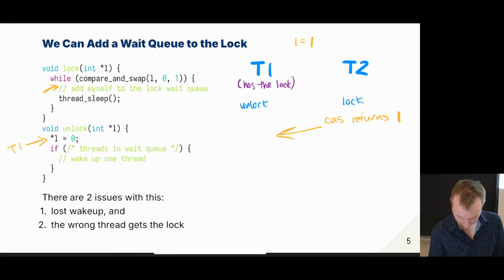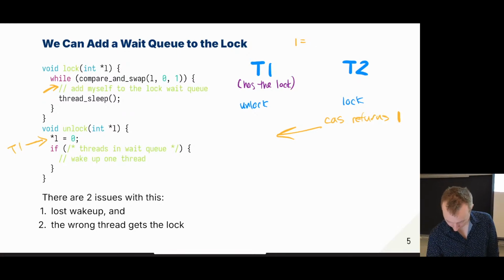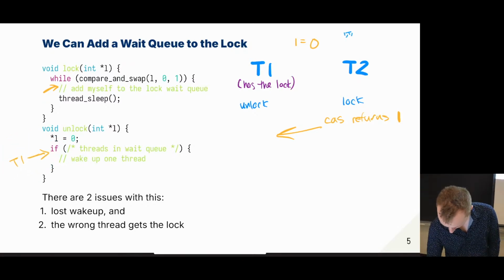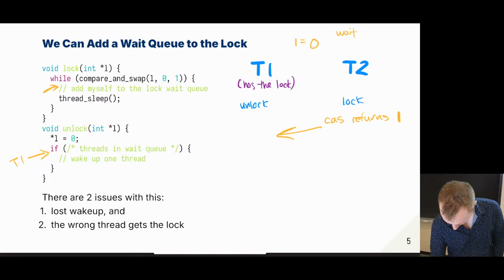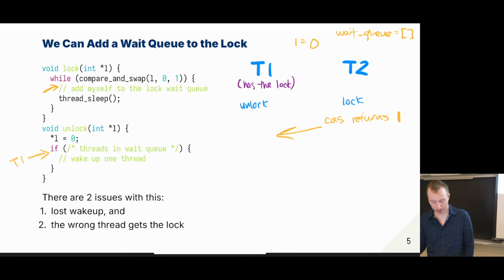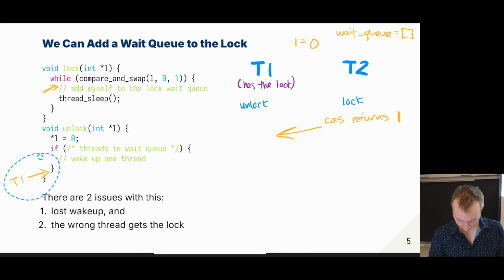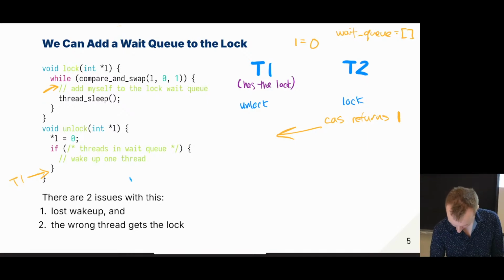So this is thread 1. It would change the value of the lock from a 1 to a 0, and then it might check, hey, are there any threads in the wait queue? So if I put the wait queue up here, currently it's empty, so I'll just use Python syntax. So it's currently empty. Is there any threads in the wait queue? No. So it would go ahead and skip this and then make it to the end, and it is now done unlock. So end.